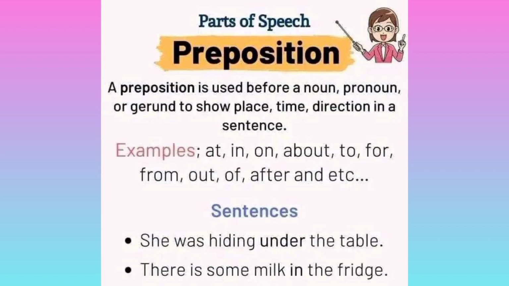Preposition. A preposition is used before a noun, pronoun, or gerund to show place, time, direction in a sentence. For example, at, in, on, about, to, for, from, out, of, after, etc. Sentences. She was hiding under the table. There is some milk in the fridge.